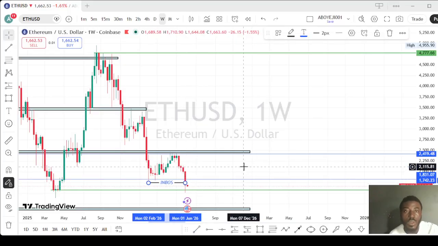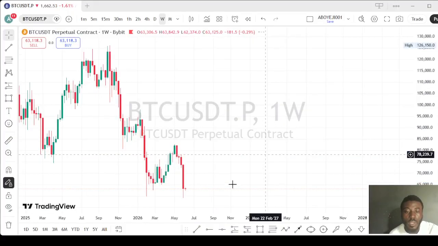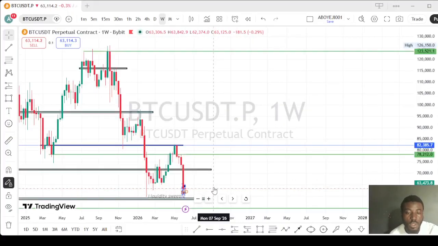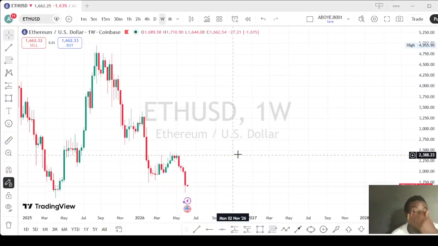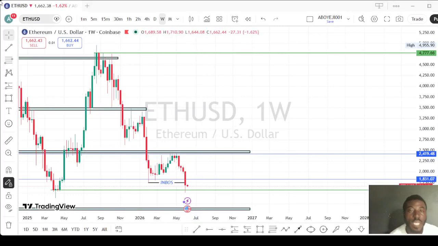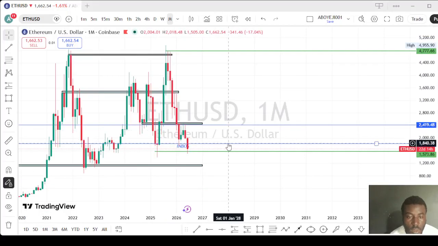but on BTC we did not see a break of structure. You can see just a liquidity trade. So we guys be patient.